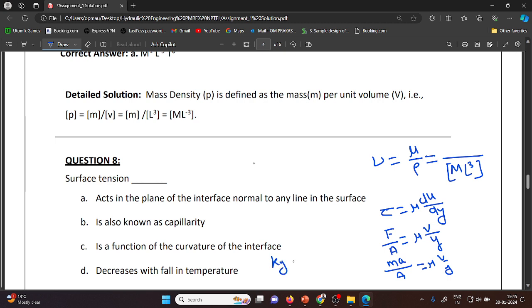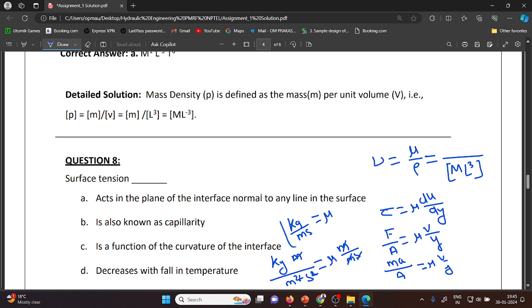Mass in kg, meter per second square, meter square, equal to mu, which we want to find out, and this is meter per second, and this is meter. Meter and meter cancel. Here one second and this second cancel. Meter square, meter and this meter cancel. So what is remaining? Kg divided by meter second. This remains only, this is for mass.